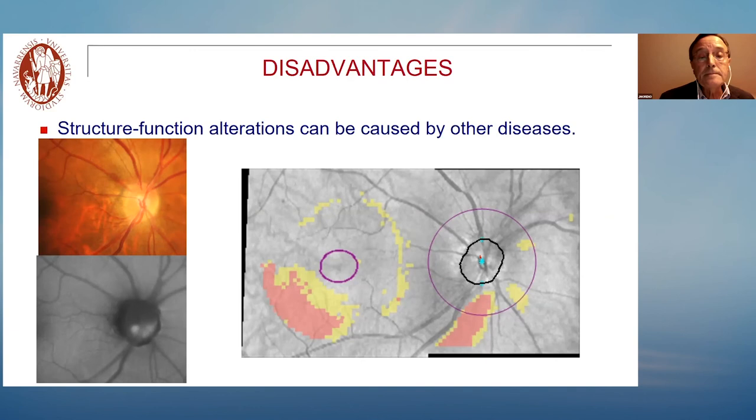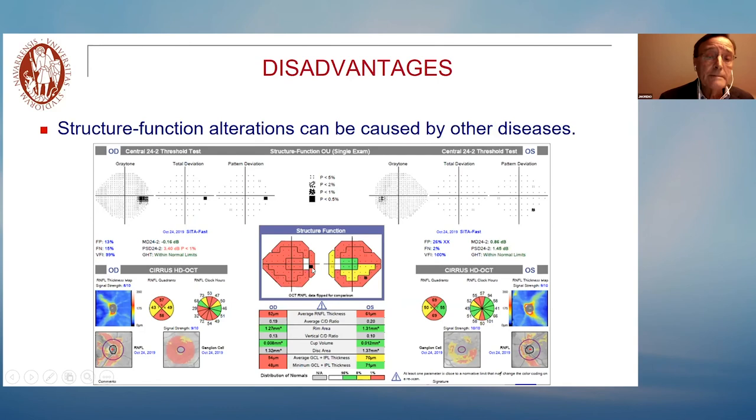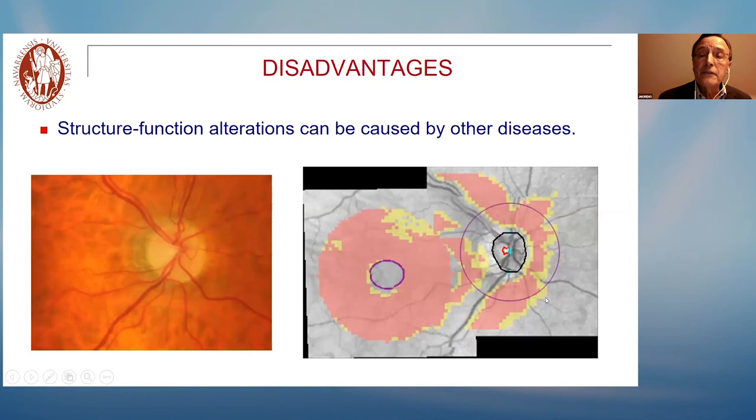Another possibility is to have red color in the OCT with a normal visual field. In this case, the panel map indicates a diffuse damage around the optic nerve without a cup-to-disc ratio change, which is characteristic of neurological diseases. In this case, it is multiple sclerosis.